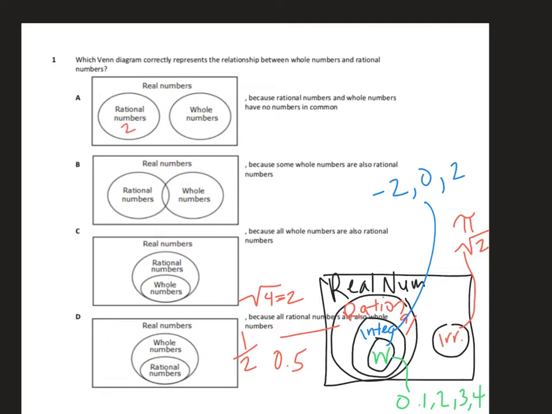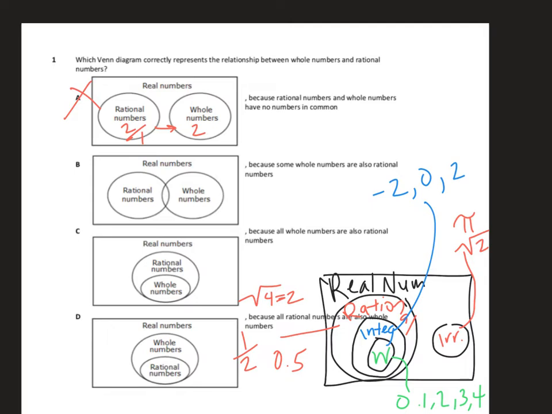We talked about rational numbers being numbers that can be written as a ratio, and you can write a whole number as a ratio by putting a 1 underneath it. So it's not true that they don't have numbers in common, such as the number 2. Those can both be written as rational numbers, and those are both whole numbers as well. So A is not it.